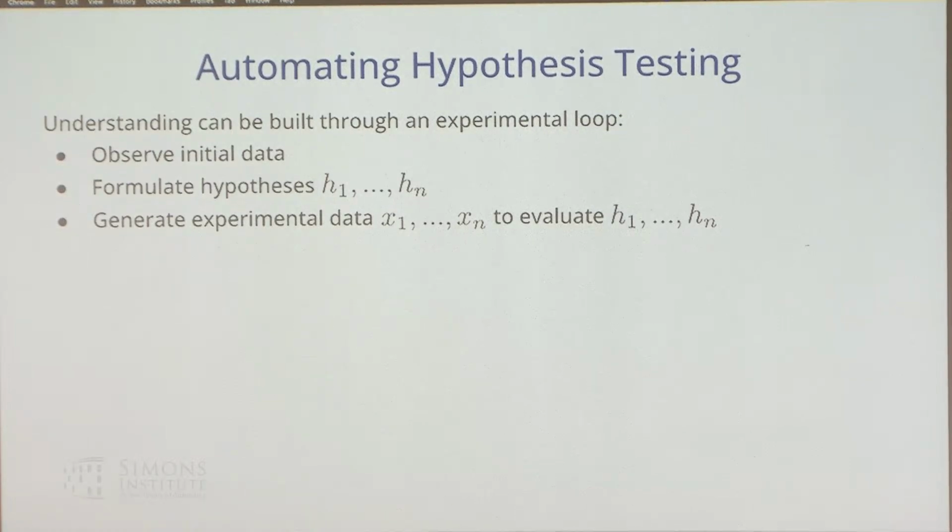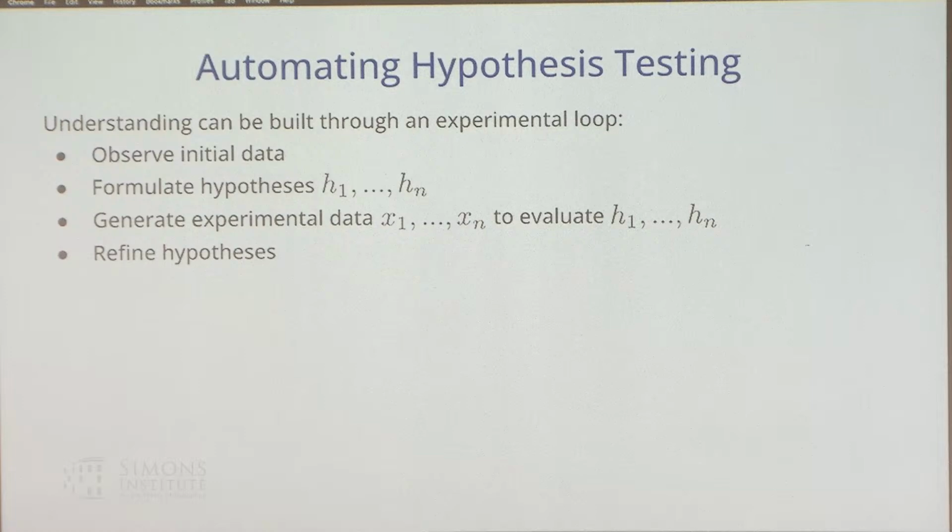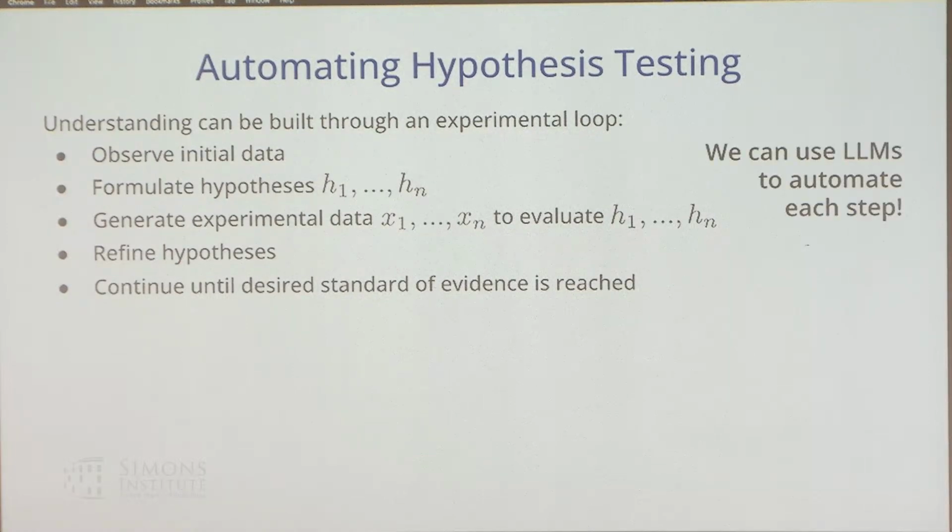And then the next thing we would do is generate experimental data to evaluate each of those hypotheses. And maybe those hypotheses would make different predictions about that data. And then we can evaluate those hypotheses by picking the one that best predicts the experimental data observed and then refining the hypotheses to better capture what we see in our experiments. And we can kind of continue through this loop until some desired standard of evidence is reached.